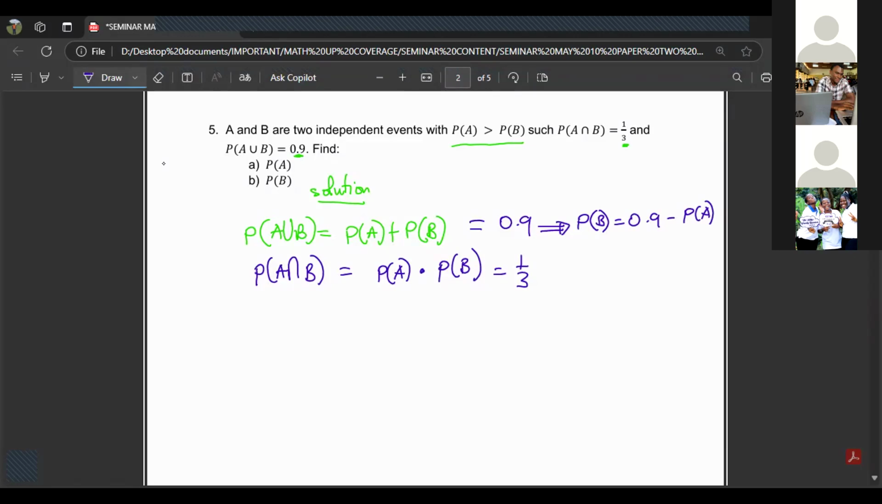Excuse me, Harvey. Yes, please. The intersection is also in the part of the union, yeah? It's not zero, okay. So it's still part of that. It's part of that equation 1. Okay.